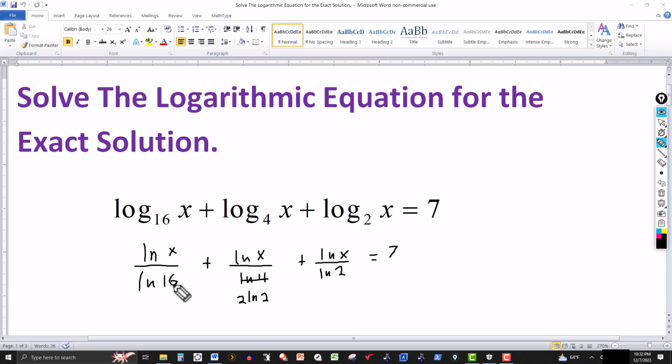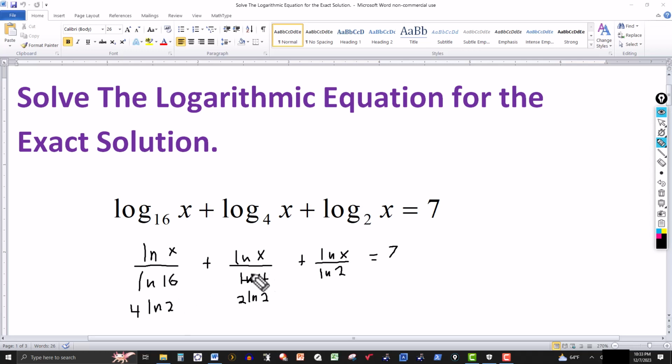And then for the next one, again, I'm going to rewrite that. Natural log of 16 is the same thing as the natural log of 2 to the 4th. It's 2 to the 4th is 16. So I'm going to bring that 4 to the front. This would be 4 natural log of 2. We have that.